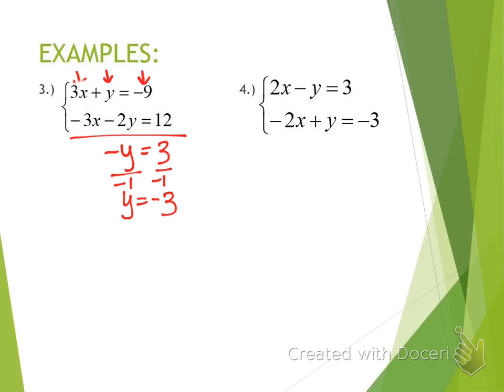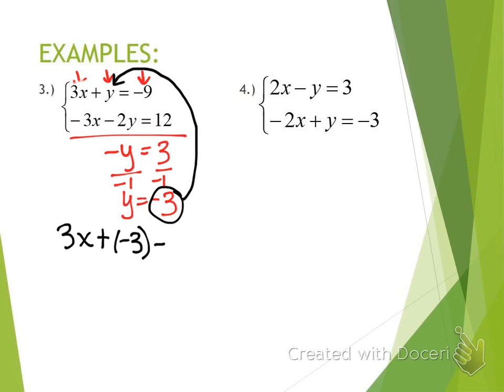The top one? Okay, so we're going to take this and plug it all the way back in at the top equation for the y. So that means we have 3x plus a negative 3 equals negative 9. Instead of writing this as plus a negative, how else could I have written it? Minus, okay. So we could have just written this as one big minus sign. If you would rather do that, that's fine.